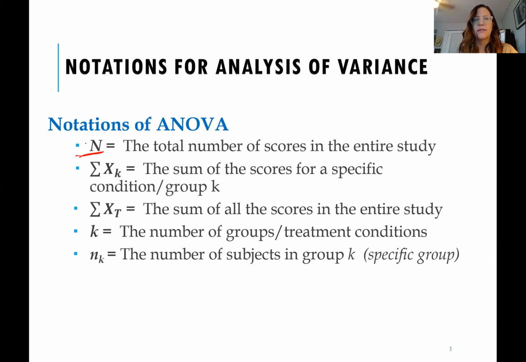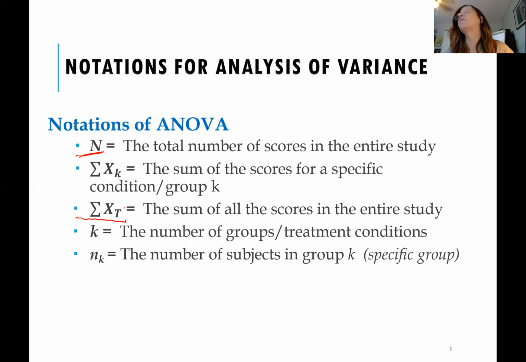And then we use things like the sum of X, subscript K, so it's usually sum of X for group 1 or sum of X for group 2 or sum of X for group 3. It just specifies which condition that sum of X is for. And now there's what is known as the sum of XT.